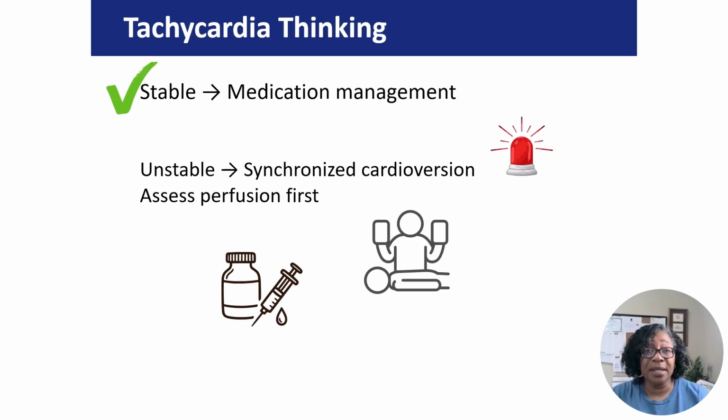With tachycardia, you're going to think, okay, is the patient stable? Because if the patient is stable, you're going to be looking for orders for medications like your beta blockers or even adenosine, depending on the type of tachycardia. And if the patient has an unstable tachycardia, then you're expecting synchronized cardioversion.